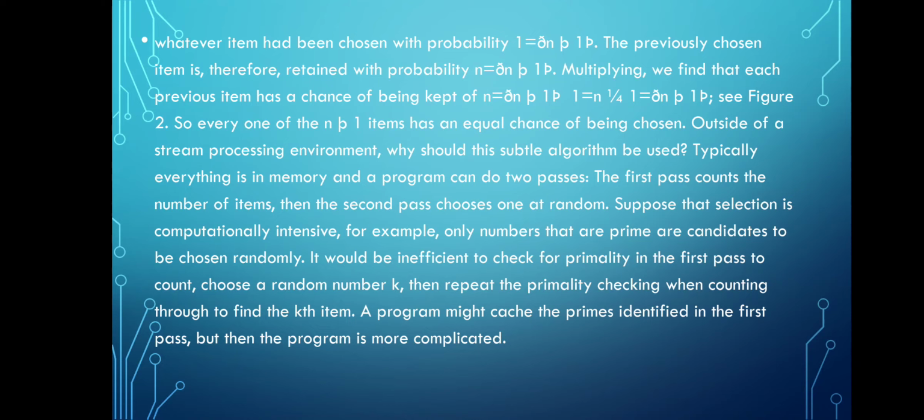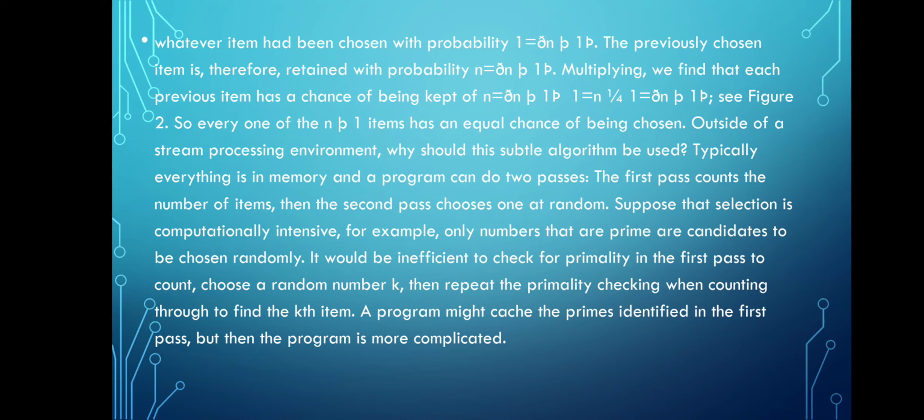Outside of the stream processing environment, why should this algorithm be used? Typically, everything is in memory and a program can do two passes. The first pass counts the number of items, and the second pass chooses one at random. Suppose that the selection is computationally intensive. For example, only numbers that are prime are candidates to be chosen randomly. It would be insufficient to check for primality in the first pass of counting.